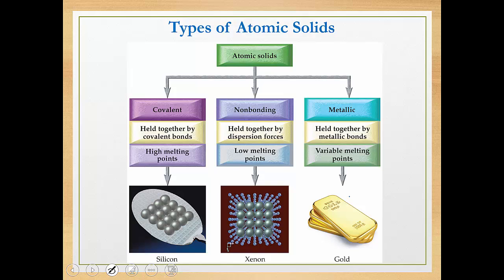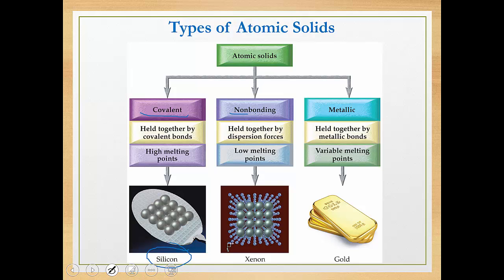So we said we have covalent, and as the name implies, it's being held together by covalent bonds. These tend to have high melting points. So for instance, something like silicon. If you look at silicon atoms that are bonded together, they don't pull electrons away from each other, they share those electrons, so covalent bonding.